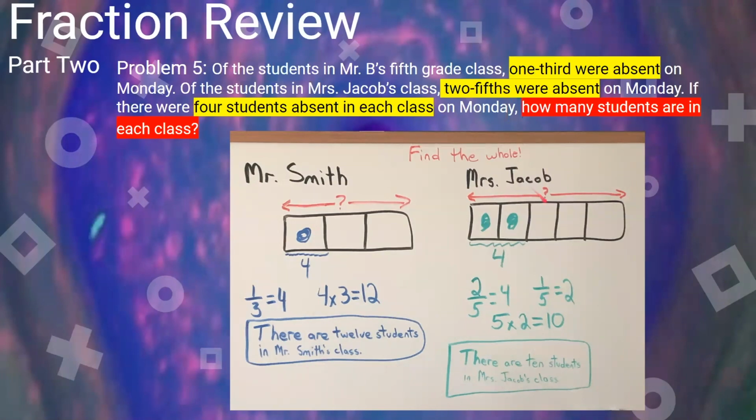Mrs. Jacobs, on the other hand, now she had 2/5 absent. So we want to break our tape diagram into fifths. 1, 2, 3, 4, 5. Let's account for the 2 absent students. And what do we know there? That 2/5 is still equivalent to 4. So if 2/5 is equivalent to 4, we should be able to figure out 1/5 is equivalent to 2. So then if we know that 5 multiplied by 2 is 10, that tells us that there are 10 students in Mrs. Jacobs' class.